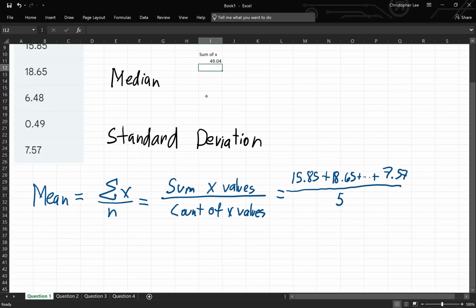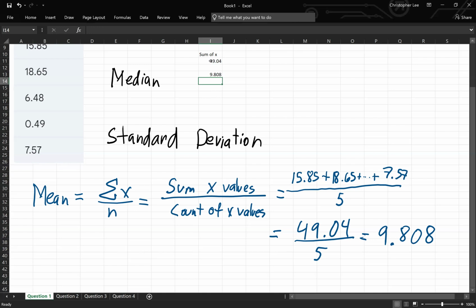Now, from the calculator, I see that my sum is 49.04. And I want to divide that by how many numbers I have there? 5, right? So 49.04 divided by 5, that is 9.808. And there you go, that's your mean right there. Little preference, I like to highlight a little bit. I'm one of those highlighting people, so now you guys know.